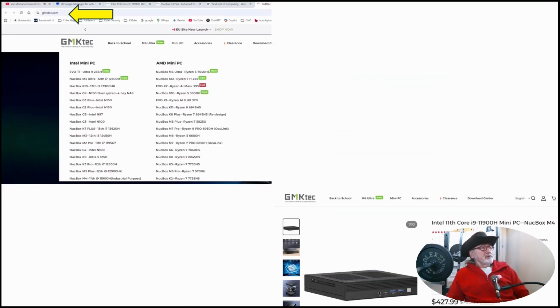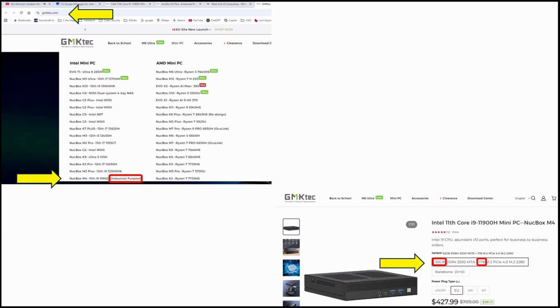So here is the gmktech.com website. This is a Chinese company, and I was looking at this last week and I saw this. They have an industrial purpose computer. It's pretty good. It's got 32 gig of RAM. That's a decent amount of RAM. Only 1 terabyte of hard drive, but you can always hook up an external hard drive, and those are getting cheaper and cheaper.